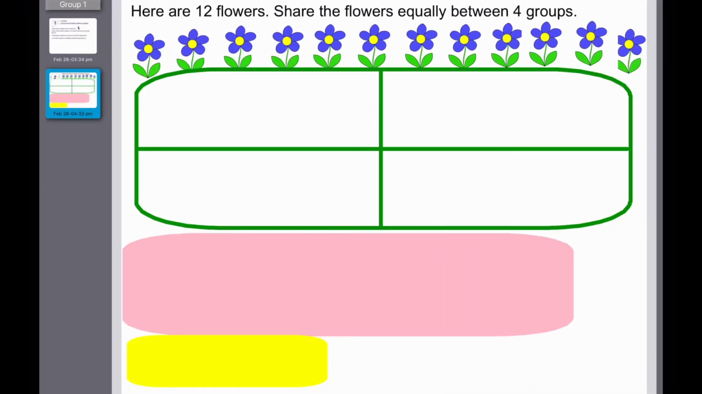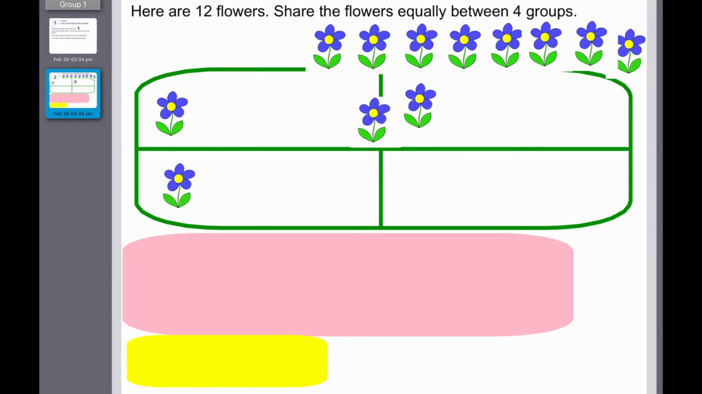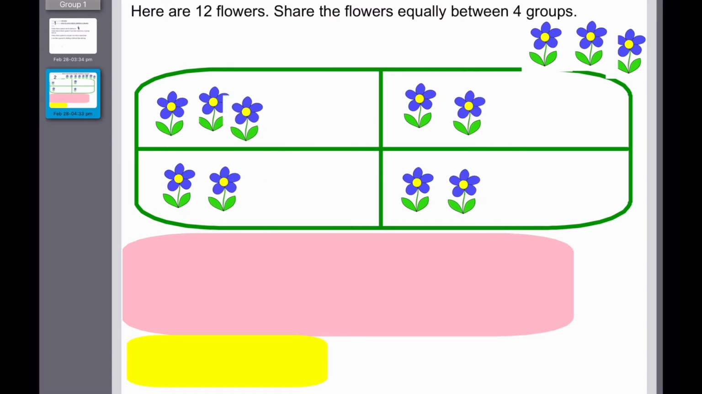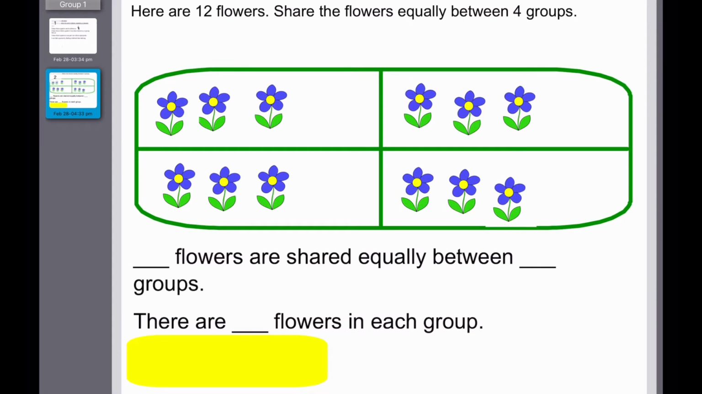Let's find a quarter by sharing. Here are 12 flowers. Share them equally between 4 groups. 1, 2, 3, 4, 5, 6, 7, 8, 9, 10, 11 and 12. Twelve flowers are shared equally between 4 groups. Look at the groups. How many flowers are in each? There are 3 flowers in each group.